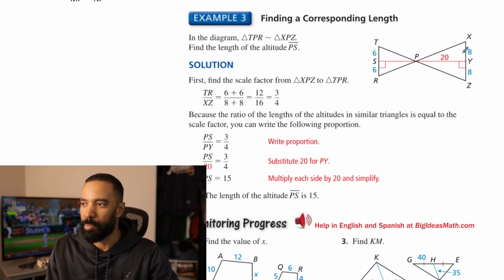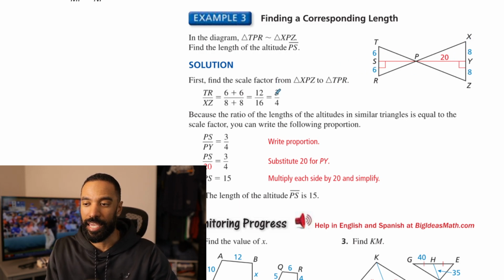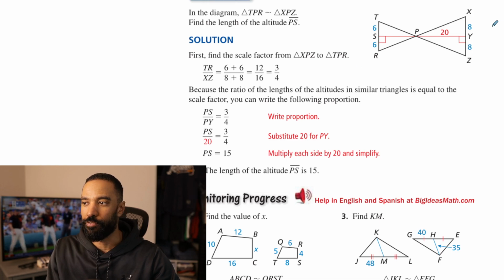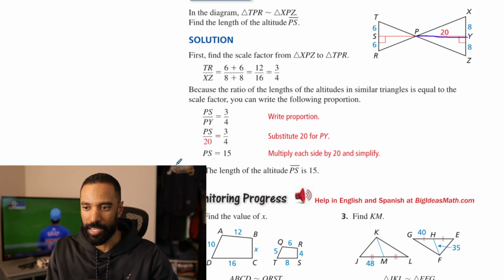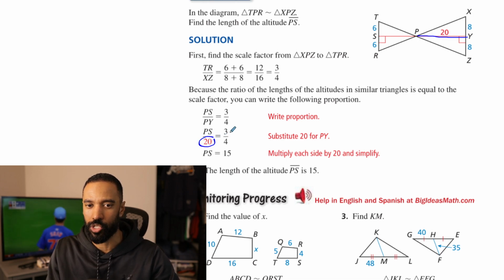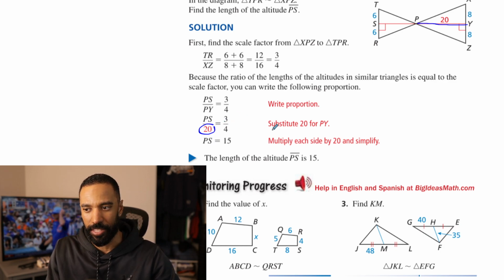So they first start by finding the scale factor. How much does it go from this triangle to this triangle? They divide the 8s by 6s, or this entire length, I guess you should say. And they get 3/4. So it's a 3/4 scale factor. So if 20 is the value right here, 20 is the value that goes here as well. 3 is to 4 as this is to 20. You can then cross multiply and solve with that as well.